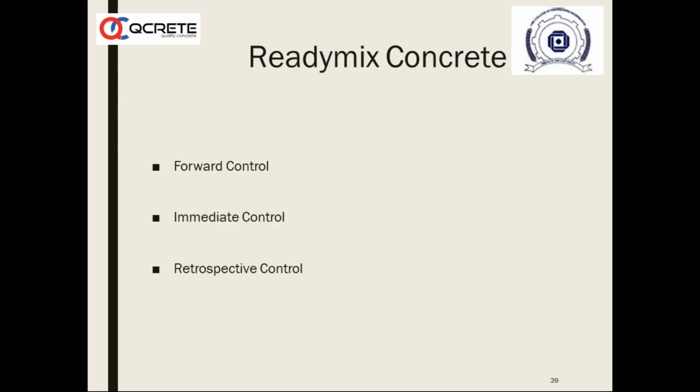A Readymix company has to have 3 controls: forward control, immediate control, retrospective control. Forward control is the set of all activities that we need to take care of before production of concrete. Immediate control is the set of all activities that a Readymix concrete company does at the point of production, that is, at the batching plant. Retrospective control is the set of all activities a Readymix company does after production of the concrete. Retrospective means afterwards: the quality control measures that we do after production of concrete are said to be in the retrospective control. A Readymix company is bound to do all these things.